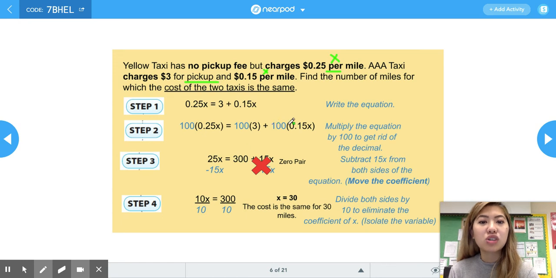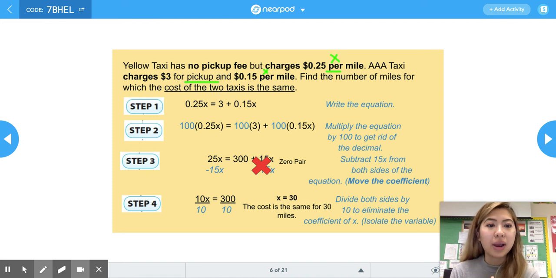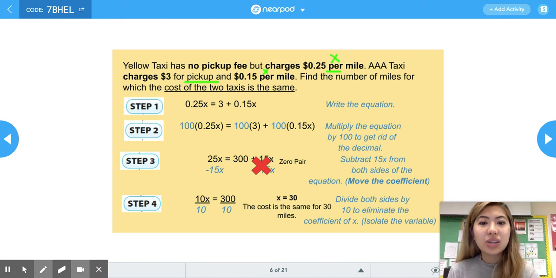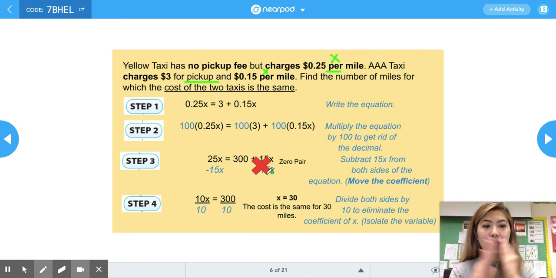And then we multiplied 100 times 0.15x, which gives us 15x. So the first thing that we want to do is make a zero pair with our coefficient, right? So we're trying to at least move one of the coefficients from one side to the other. So in this case, since 15 is smaller than 25, we're going to subtract by 15. So 15x minus 15x makes a zero pair. So that cancels each other out.